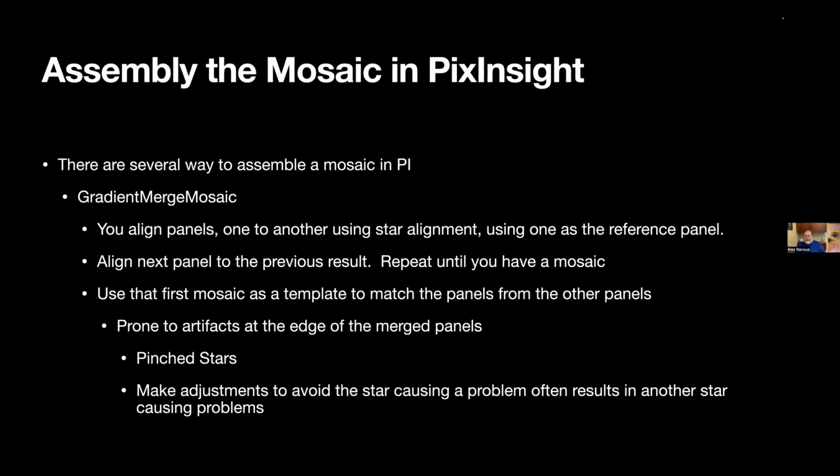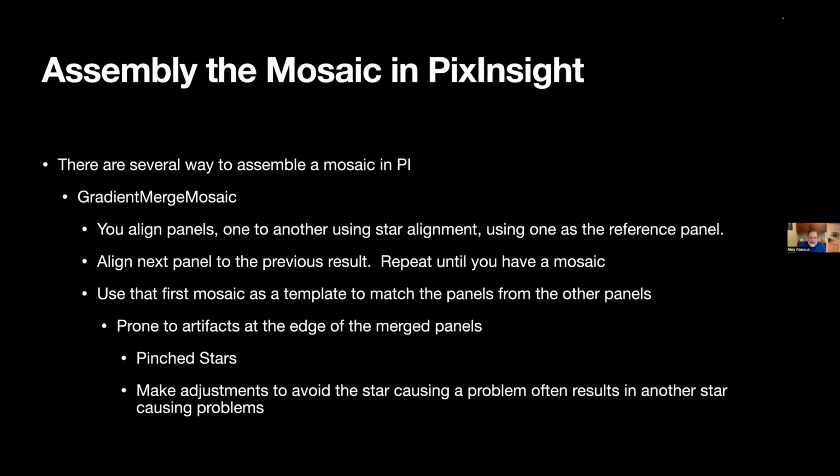You align a bunch of panels together one by one, and you create a master mosaic panel, at least in one color. Then you register all the other panels to that one for the different filters. When you start actually joining panels together, if you've got a star sitting right on the edge, you can sometimes get weird artifacts where the stars look pinched, or there are little flares off of it. There are a lot of knobs and dials in gradient merge mosaic to try to deal with it. If you're imaging somewhere along the Milky Way, there's a big star field, and it's a game of whack-a-mole.